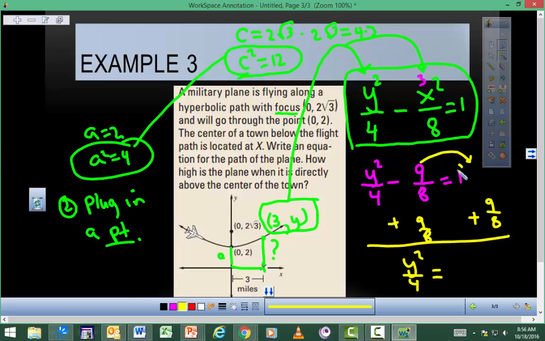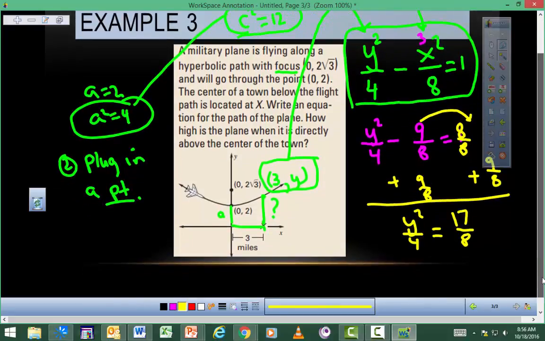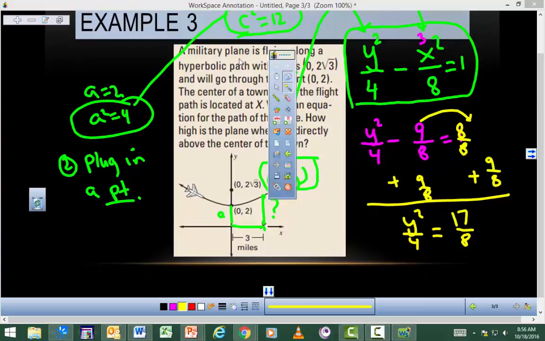Well, if you think of this as 8 over 8, remember it's 1, so I could write it as 8 over 8. If I take 8 over 8 and add it to 9/8, I get 17/8, right? So I'm just doing some basic algebra. If that step is intimidating for you, use a calculator.